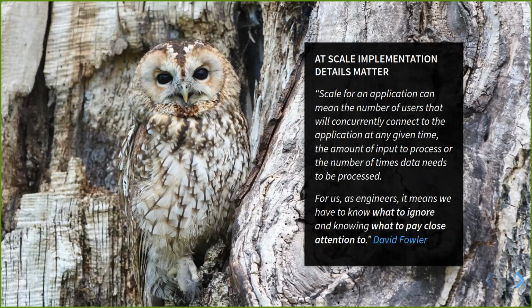He says, scale for an application can mean the number of users that will concurrently connect to the application at any given time, the amount of input to process, or the number of times data needs to be processed. For us as engineers, it means we have to know what to ignore and what to pay close attention to. And the last part is the most important part.